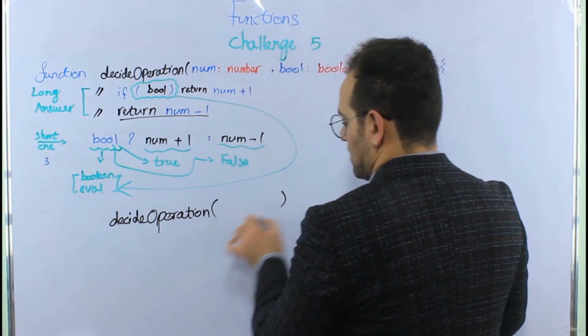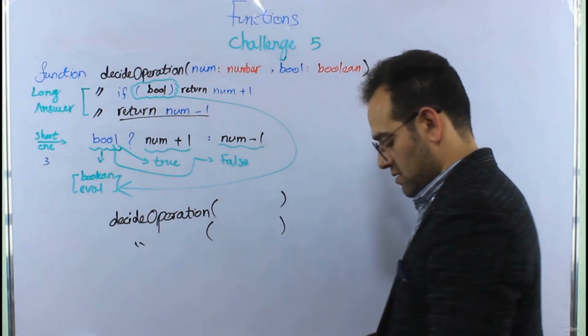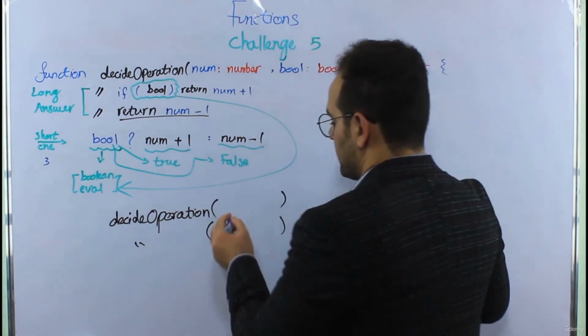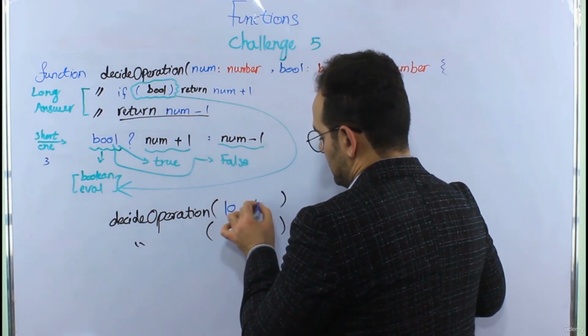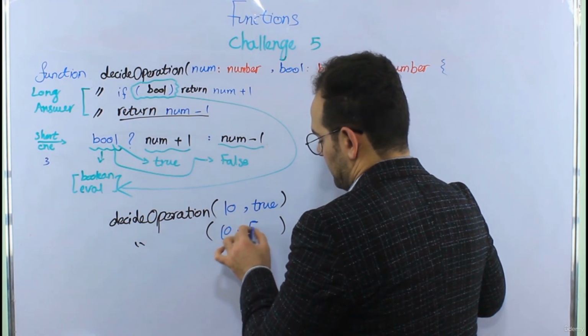And it's going to be 1. And let's do 2 invocations. I have a lot of markers in my hat. Let me put them there. For the first one, I'm going to do 10 and true. For the second one, I'm going to do 10 and false.